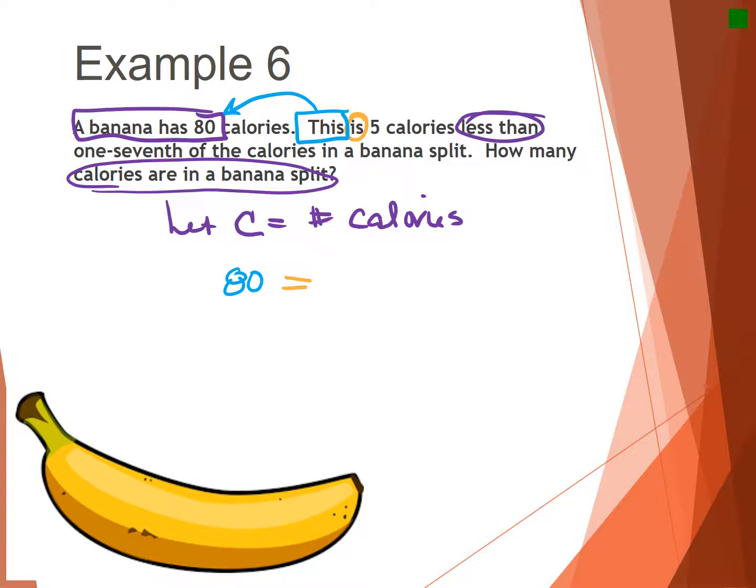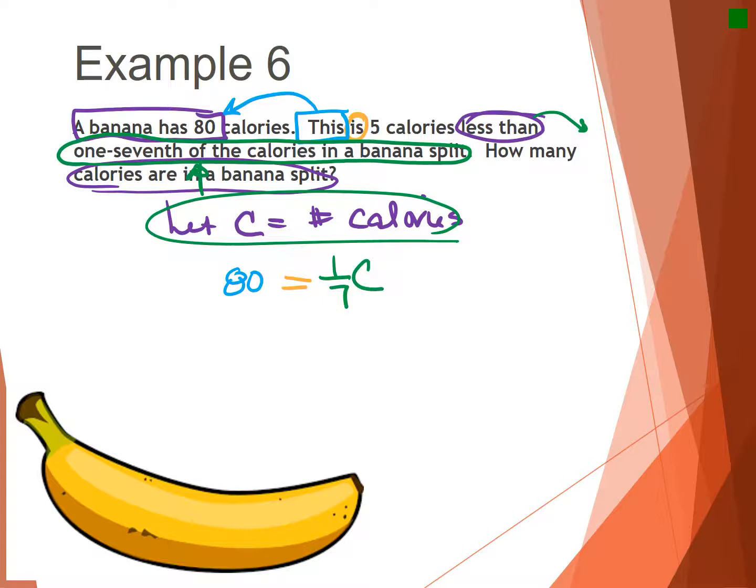There's less than. Less than says we have to start behind, and what's behind? 1/7 of the calories in a banana split. There's that of again. 1/7 of means times. The calories, right? There's our calories, C. How much less do we want? Less is minus, and we want 5 calories less.